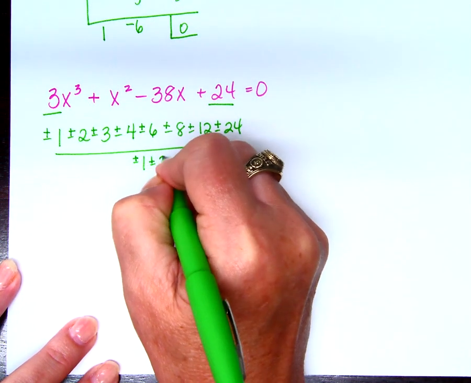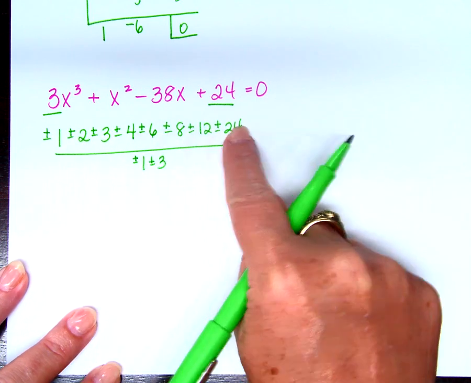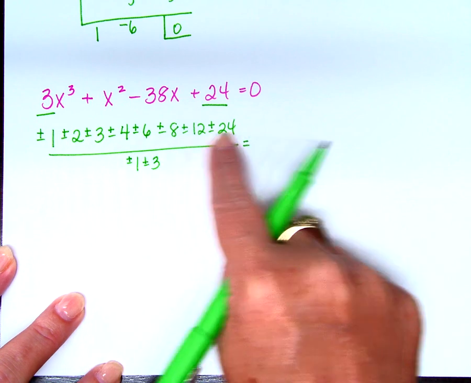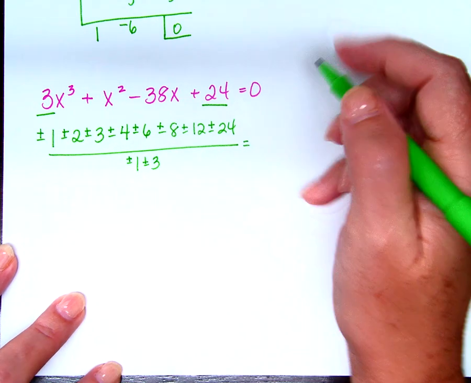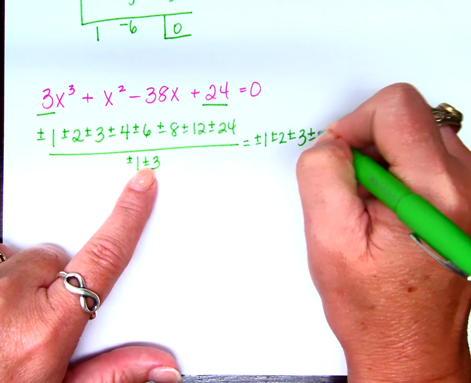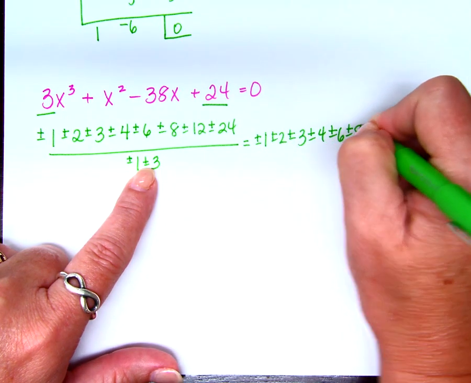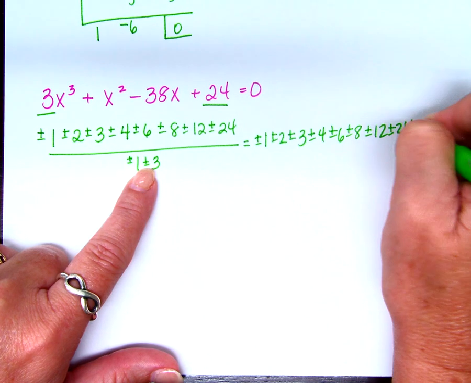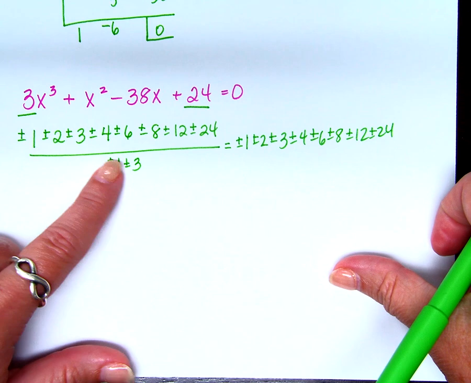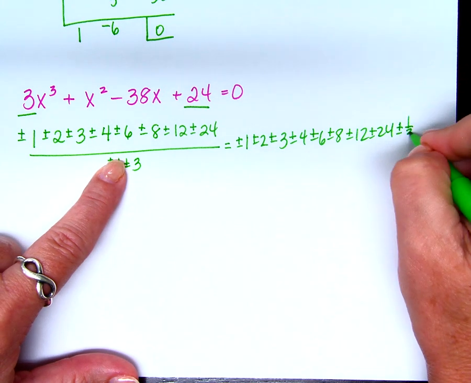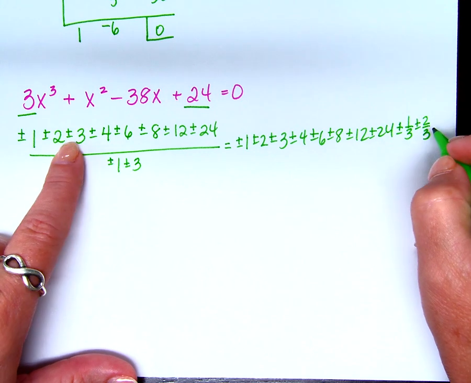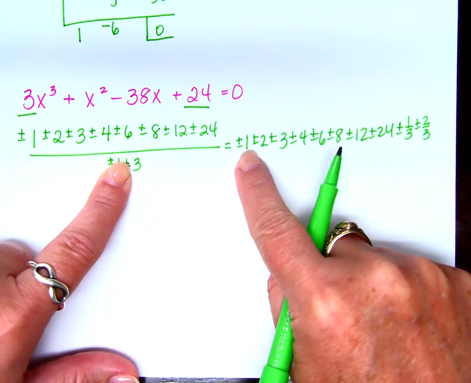1 and 3. So that means I have to divide everything in the numerator by 1, and then I have to divide everything in the numerator by 3. Well, what's everything in the numerator divided by 1? Just itself, right? So I have 1, 2, 3, 4, 6, 8, 12, and 24. Now I have to divide everything in the numerator by 3. What's 1 divided by 3? 1/3, right? What's 2 divided by 3? 2/3. 3 divided by 3? Well, I already have that, so I don't need to write it again, right?